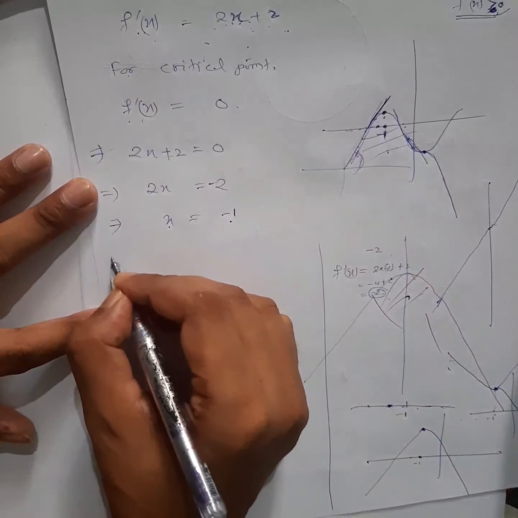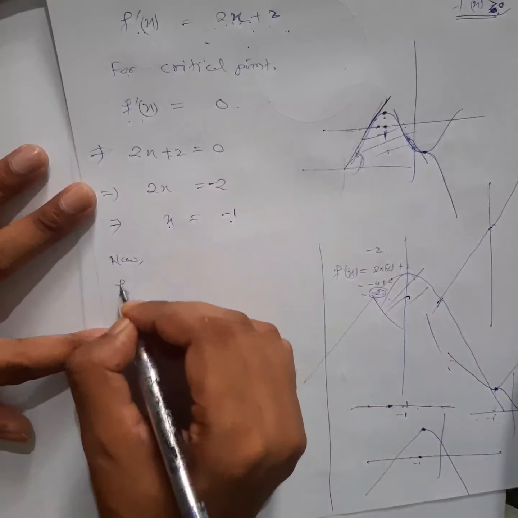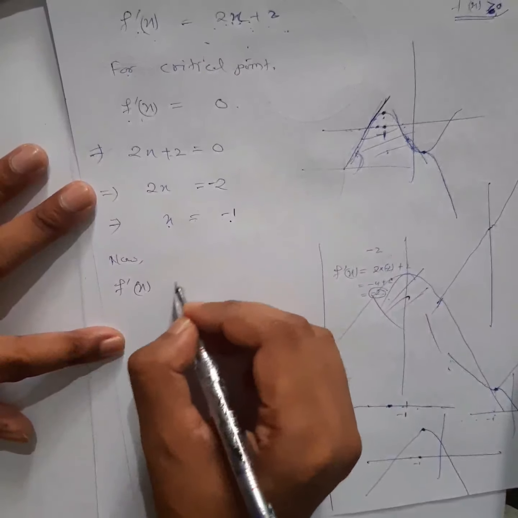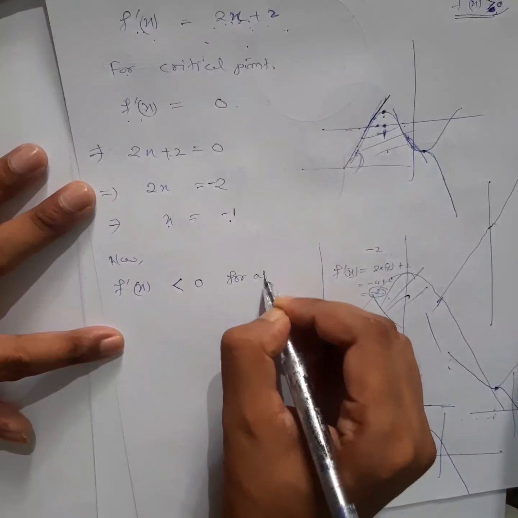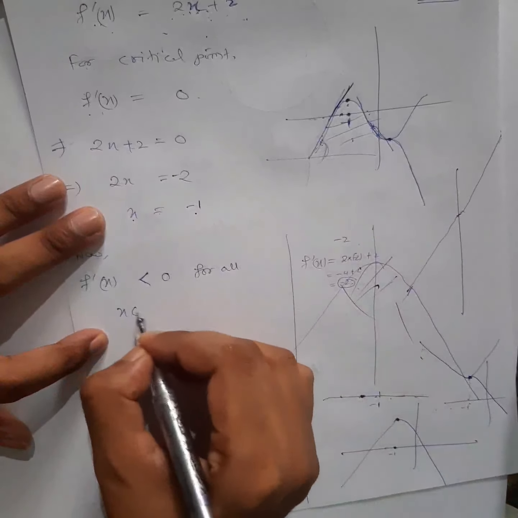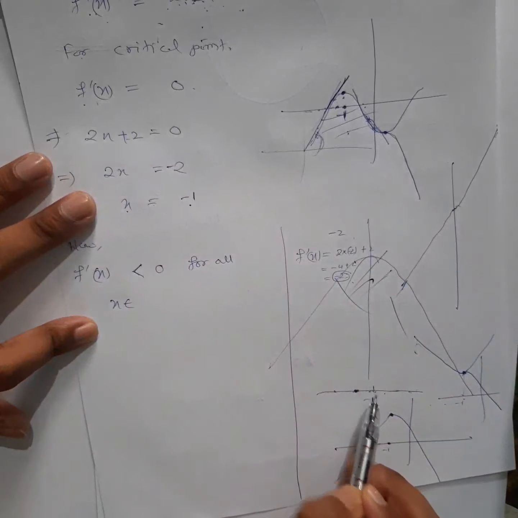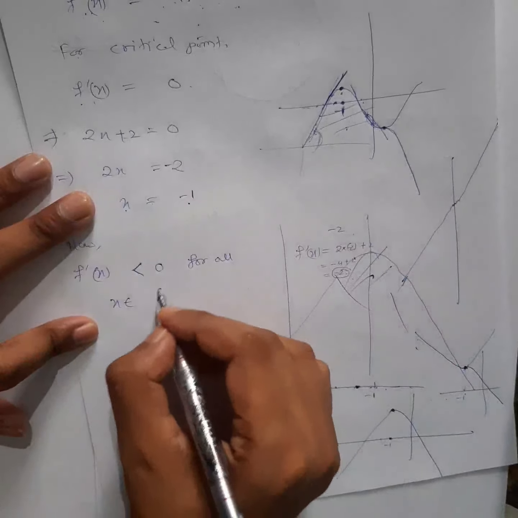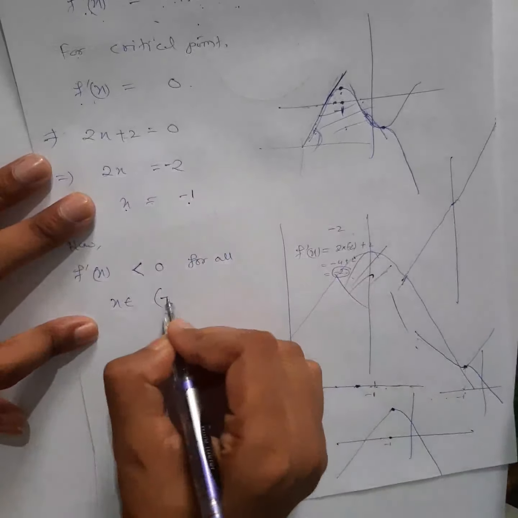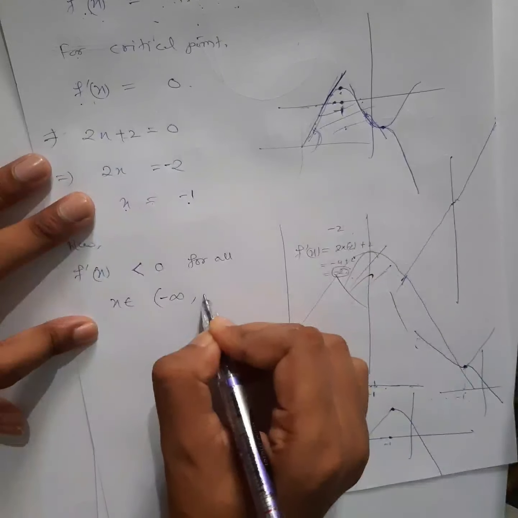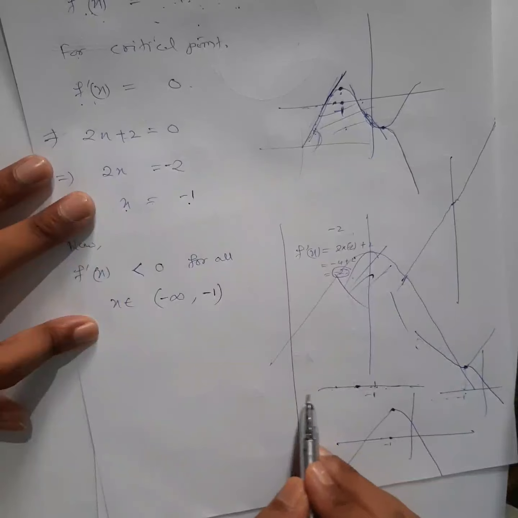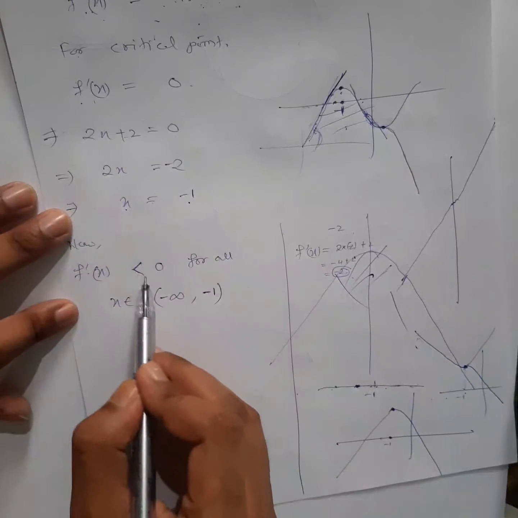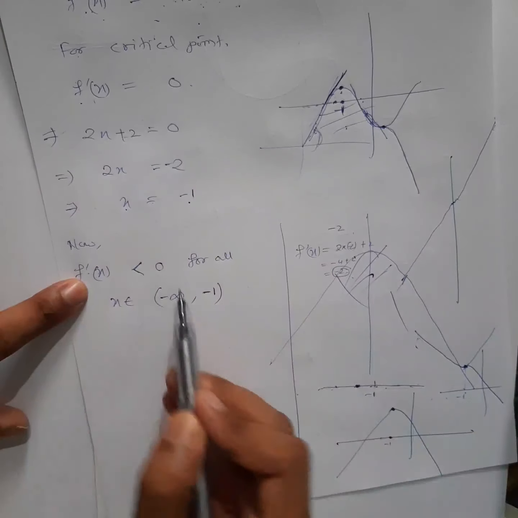So now f dash x is less than 0 for all x belongs to what? Less than minus 2, right? Less than minus 2 means till what? Till minus infinity. From minus infinity to minus 1, whatever value you take x, your f dash x will be negative, less than 0. That's the meaning here.